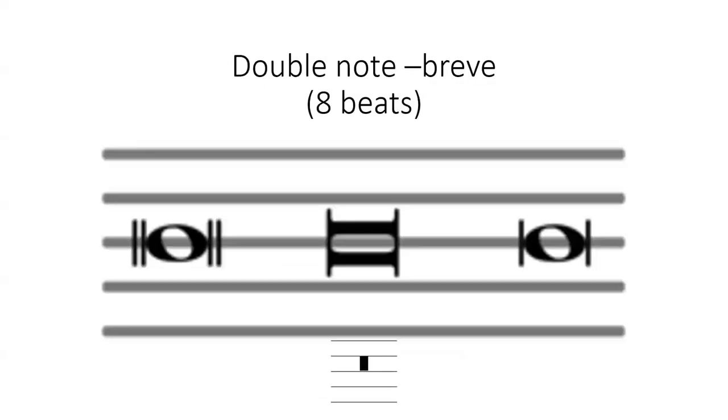You don't come across these very often, but a double note, a breve, an 8-beat note. There's lots of ways to write these. All of these are different ways of writing a breve, and that's the rest for an 8-beat note. Obviously, to have an 8-beat note, you'd have to have a time signature which allowed for 8 beats in a bar. So we don't see those very often.